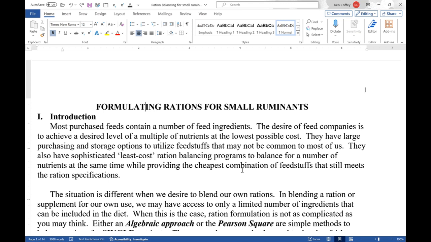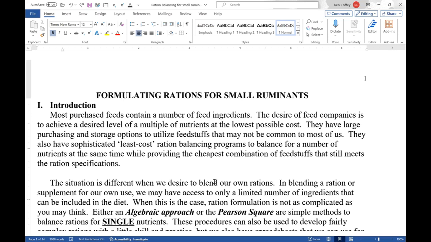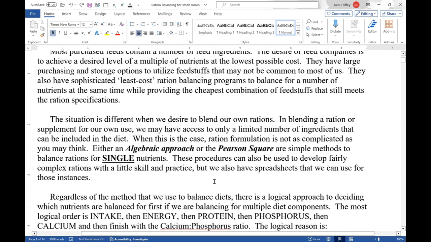If we want to balance diets for a company, they've got least cost ration balancing programs that they use. They've got lots of ingredients to choose from, and so they can come up with the cheapest combination that still meets their specifications. In our case, we don't have those options a lot of times. So we may be looking at one or two or three different ingredients, keeping it simple.